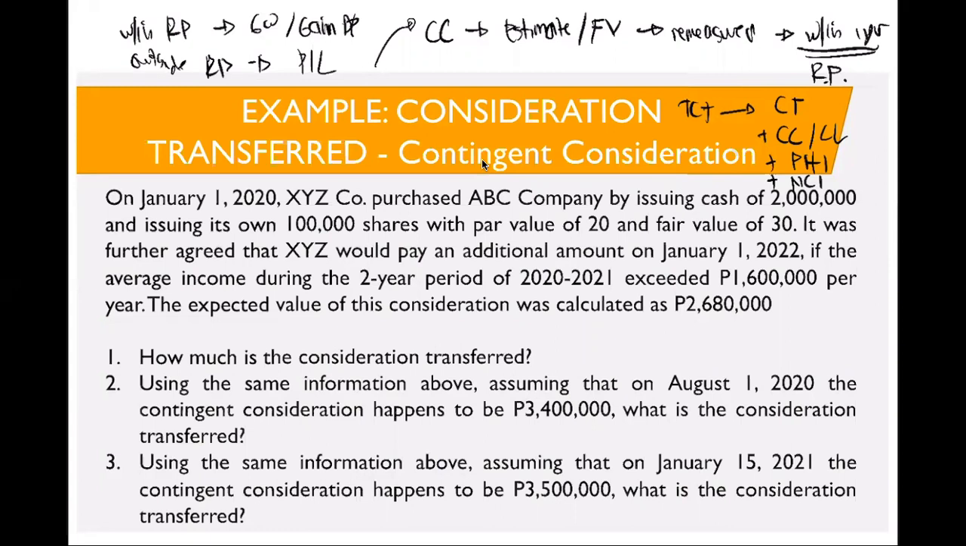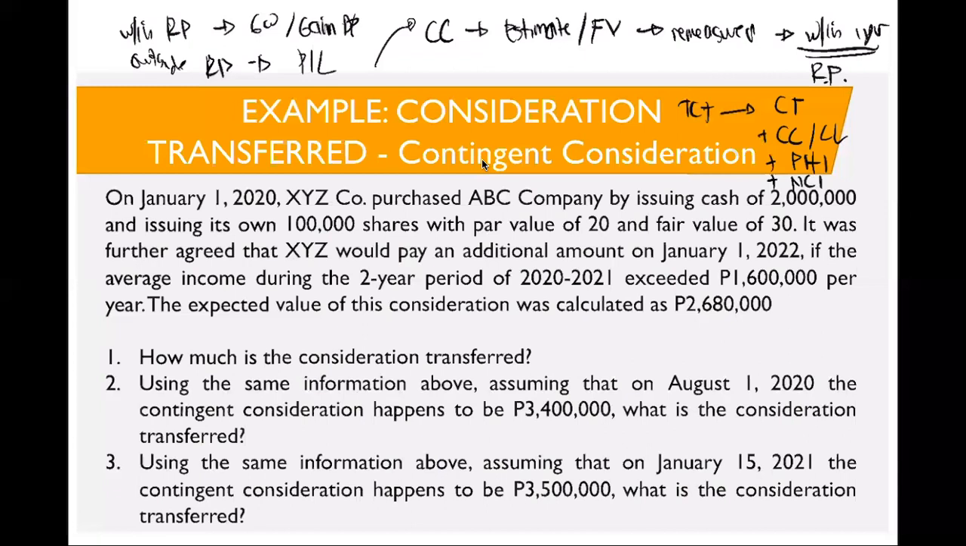Now we have here a consideration transferred that is part of your contingent consideration. We already know how to measure it. That is the estimate or fair value. So on January 1, 2020, XYZ company purchased ABC company by issuing cash of 2 million and its own share of 100,000 with par value of 20 and fair value of 30. It was further agreed that XYZ would pay an additional amount on January 1, 2022 if the average income during the 2-year period of 2020 and 2021 exceeded 1.6 million per year. The expected value of this consideration was calculated as 2,680,000.